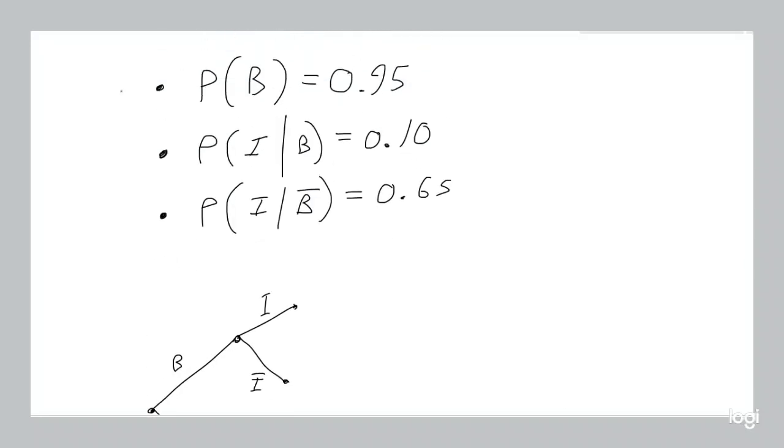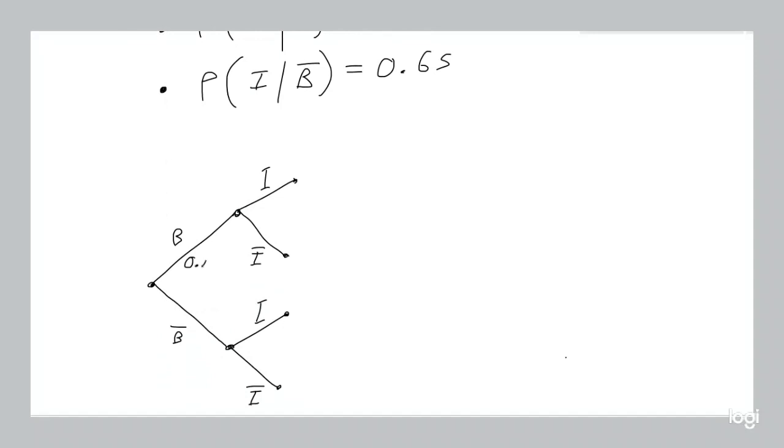Some information we're given: the probability of wearing a seatbelt, we know that's 0.95. So the probability of not wearing a seatbelt must be 0.05, or 5%. That's based on the concept that the probability of an event not happening is just 1 minus the probability of that event happening. It's either going to happen or not happen, so the two probabilities together have to add up to 1.